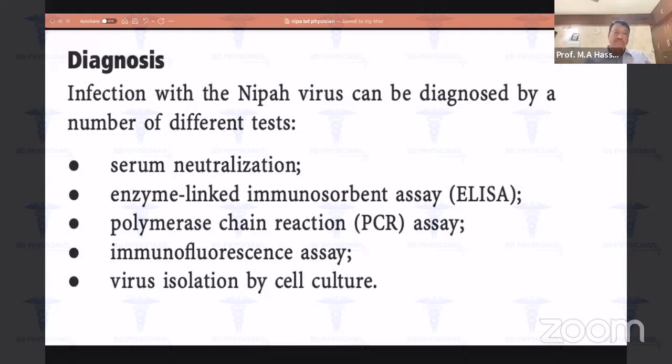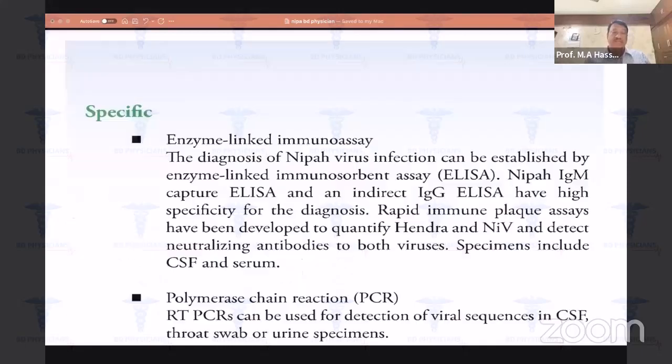So for the diagnosis of Nipah encephalitis, there are mainly two tests: one is the ELISA test, and one is the PCR test. Other tests are not commonly practiced. The ELISA test is done by IgM capture ELISA or indirect IgG ELISA from the serum or CSF, and they can also detect the Nipah virus from the CSF and serum.